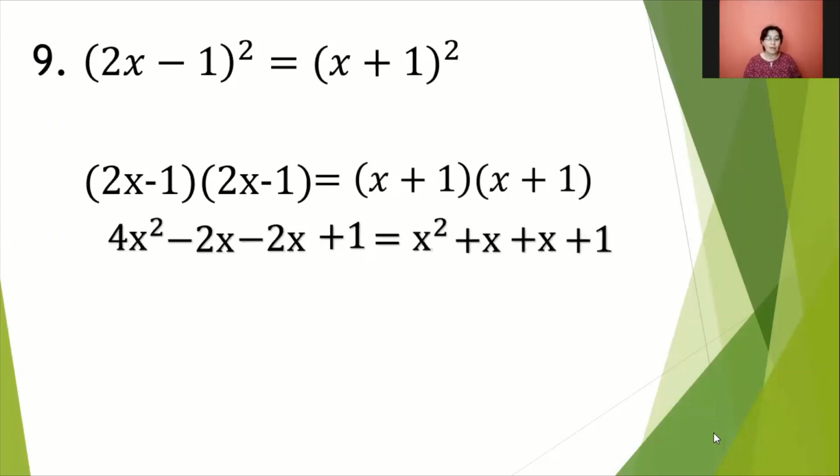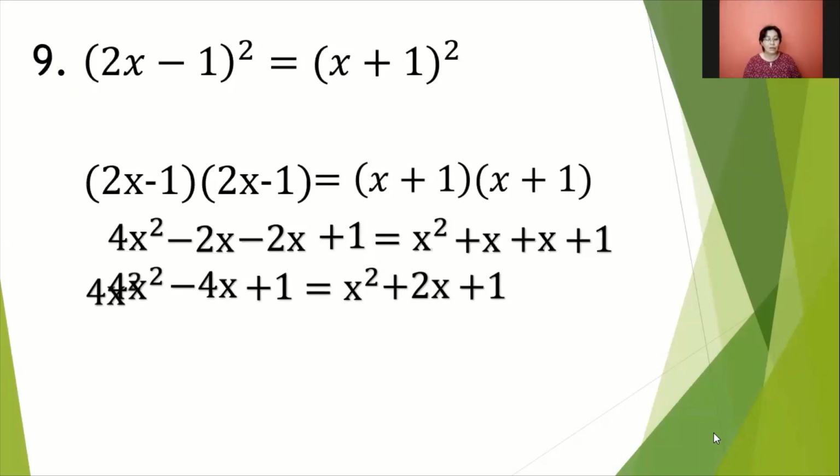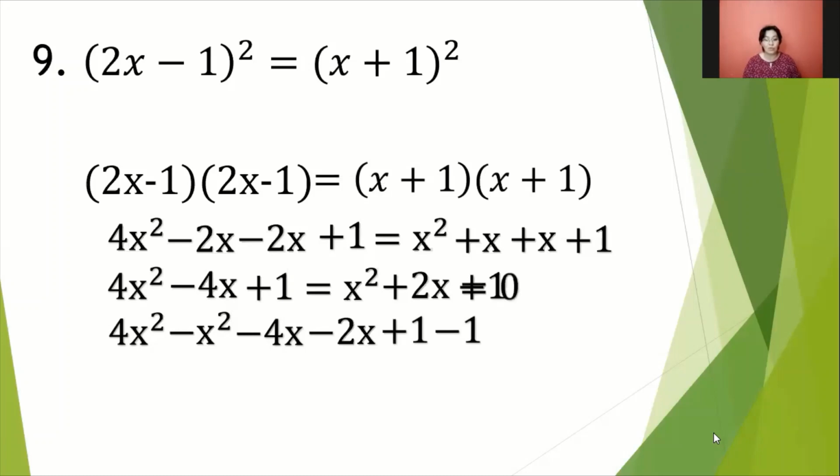Then, using the addition property of equality, we have to simplify and then combine like terms. 4x squared minus 4x plus 1 is equal to x squared plus 2x plus 1. Then 4x squared minus x squared, take note, minus 4x minus 2x, plus 1 minus 1 is equal to 0, using the addition property of equality.